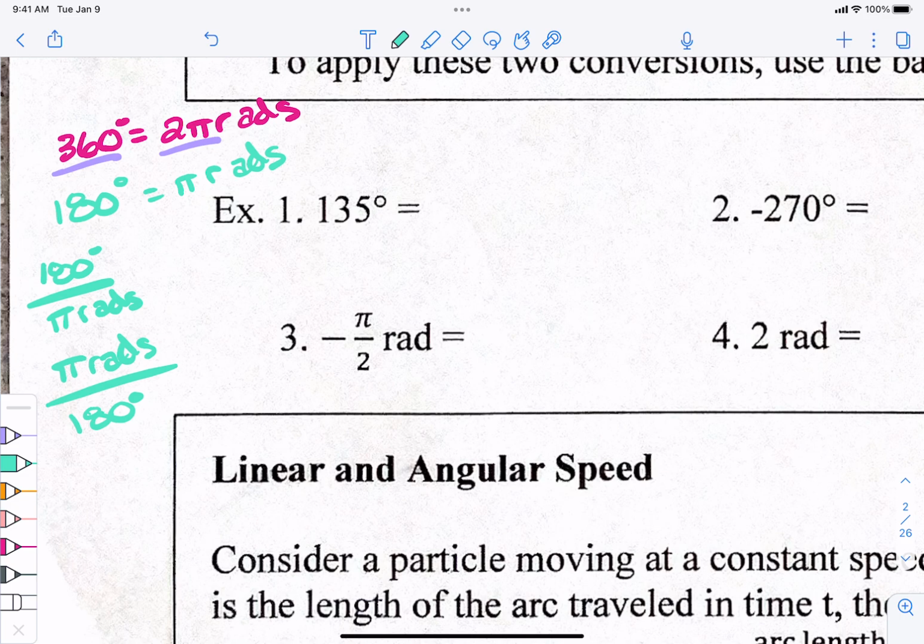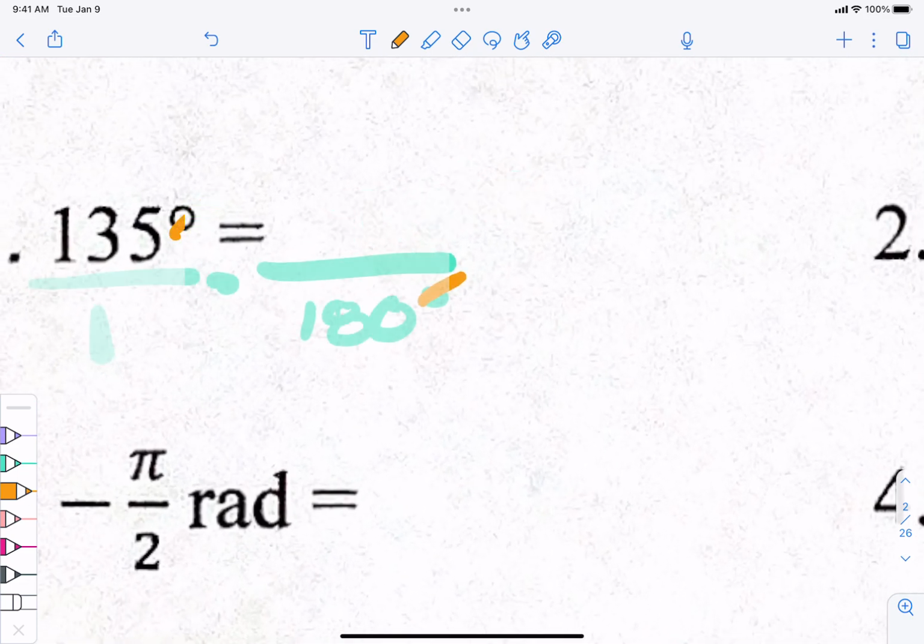So like on this first one, 135 degrees, I'm going to put it over 1, and I'm going to convert. Do I want to use pi over 180 or 180 over pi? Pi over 180, because I want the degrees on the bottom to cancel. Okay, I want this degree to cancel with this degree, and then all I do is reduce, and you do not come up with a decimal. You reduce it as far as you can.